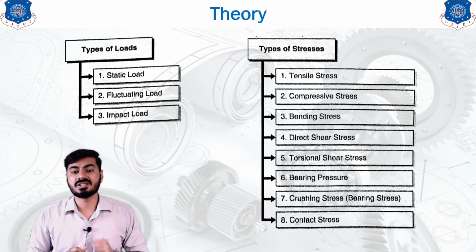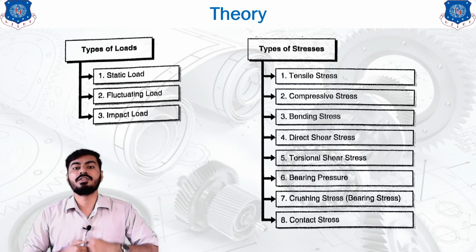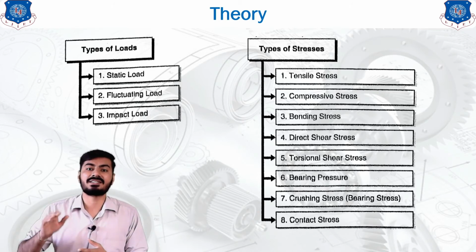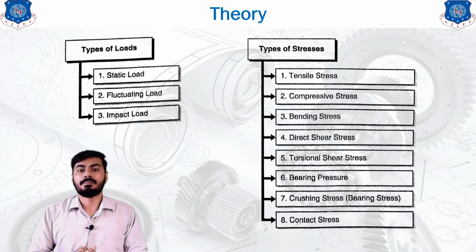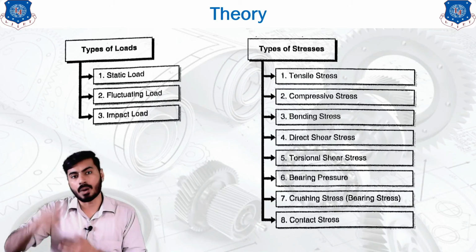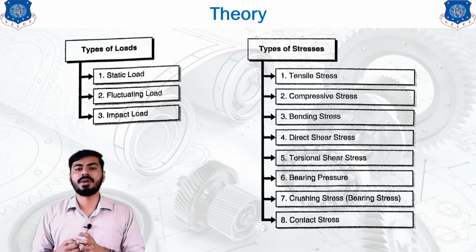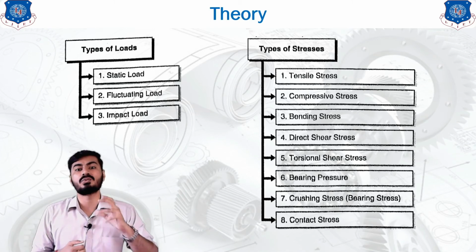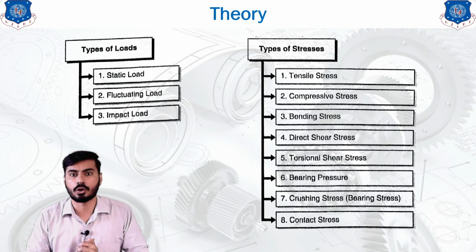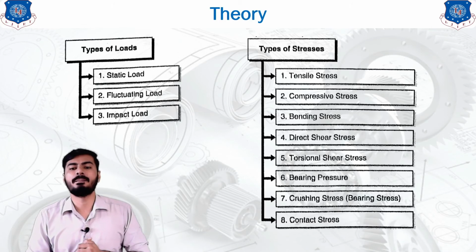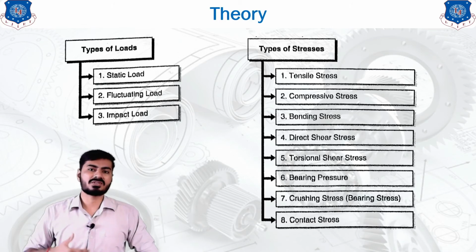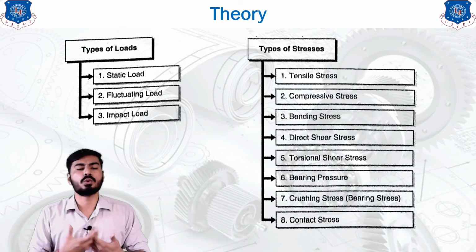So the torsional shear stresses are the ones applied at some distance or eccentricity, because due to the eccentricity a moment will be generated, and this moment will cause the twisting or turning effect of the components. The sixth one is the bearing pressure. Now the bearing pressure and the crushing stress are almost similar.